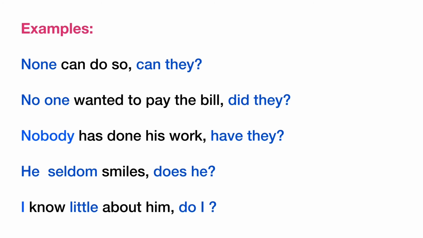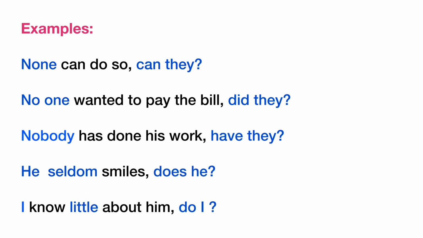Next, no one wanted to pay the bill, comma, did they? No one means many persons are there and not a single person is willing to pay the bill. This is simple past tense, hence question tag is did they. Next, nobody has done his work, comma, have they? Students, in the statement has singular verb is used, but in the question tag we will use plural verb have as it agrees with its subject they.